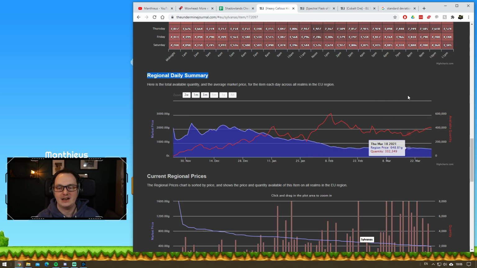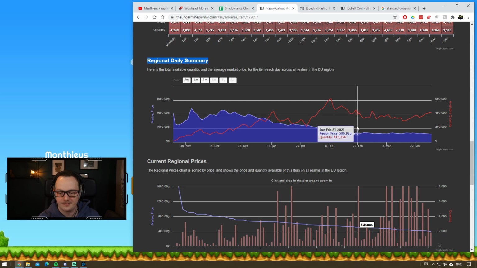The regional daily summary can give you an indication when you start to see spikes going up or prices going down. It's an indication that maybe something is changing in the market and you might want to act accordingly.